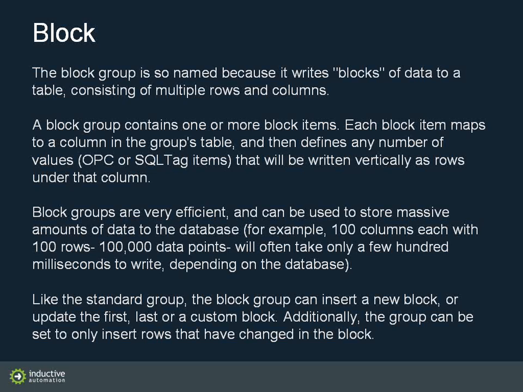But this group is very efficient and can be used to store massive amounts of data to the database. For example, 100 columns, each with 100 rows, meaning 10,000 data points, will often take only a few hundred milliseconds to write, depending on the database. So it can be a lot more efficient than writing one record at a time. Here we can write multiple records at a time. That's what's different from the standard or the historical groups.